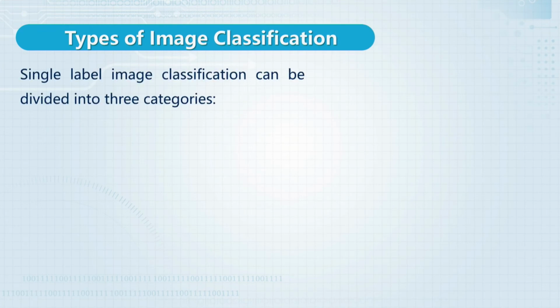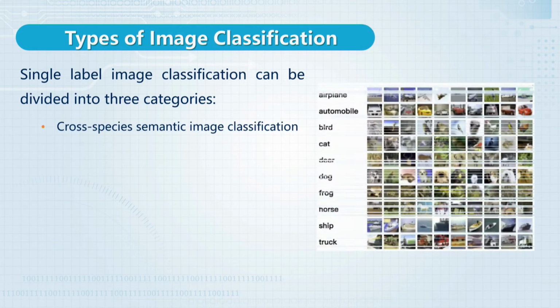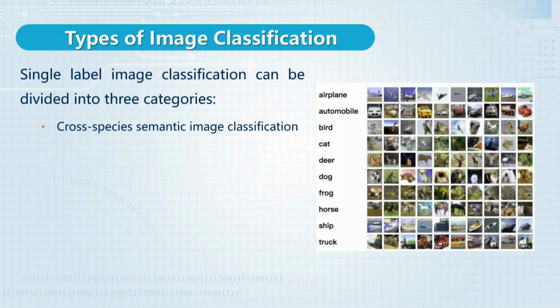Generally speaking, single-label image classification can be divided into 3 categories. Cross-species semantic image classification: the so-called cross-species semantic image classification is to identify different types of objects at the level of different species, such as cat and dog classification. Such image classification, because each category belongs to different species or categories, often has a large inter-class variance.